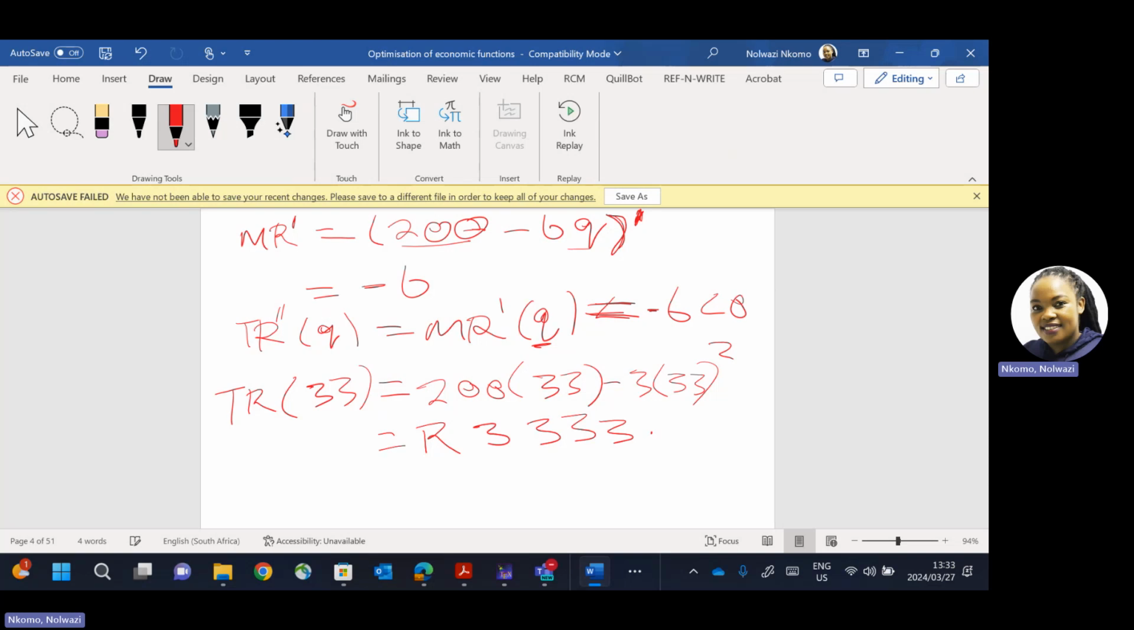So we just took the next step, take 33 and substitute it into your total revenue function. And after that, this is what we obtained. And we can conclude from here that this is the total revenue at maximum, the maximized total revenue. Okay.